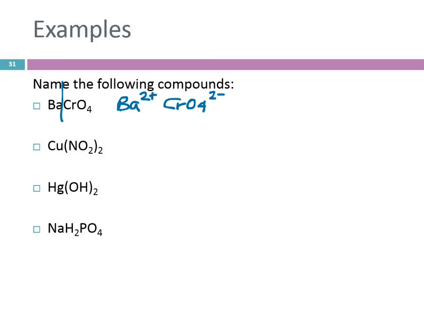Take the formula apart, write the ions with their charges, then name the ions. Name the first ion, name the second ion. What's the name of the first ion? Barium. It doesn't need a Roman numeral. And the second ion is chromate. So this is barium chromate.